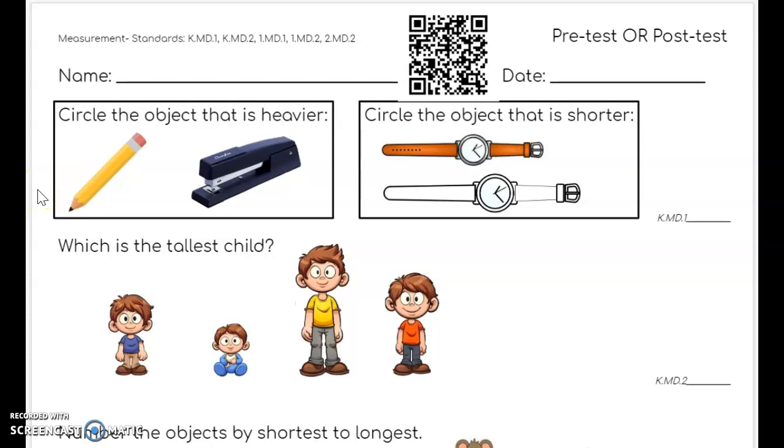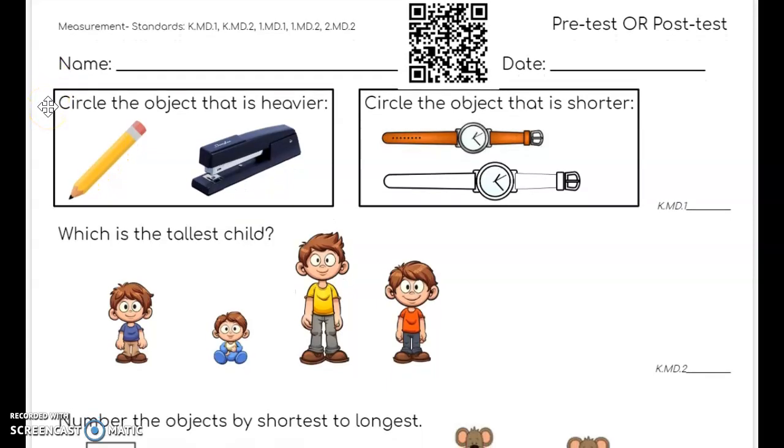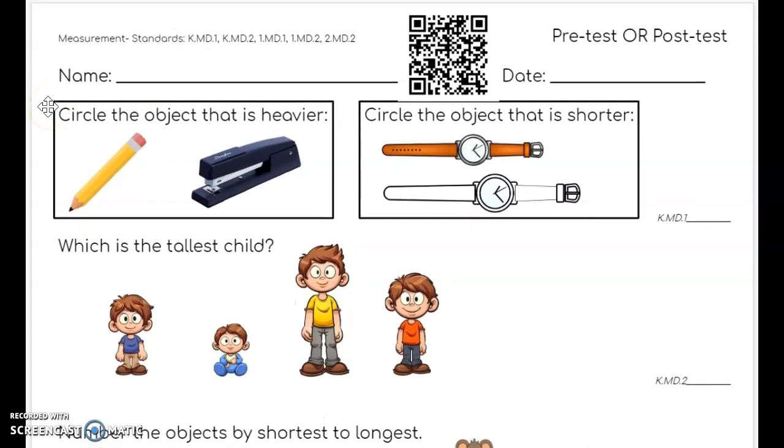This is your test for measurement. Please put your name at the top and then look at the board and write the date down. Remember, you can pause this video and rewind it to rewatch it as much as you need to, and you can pause to write down answers as well.